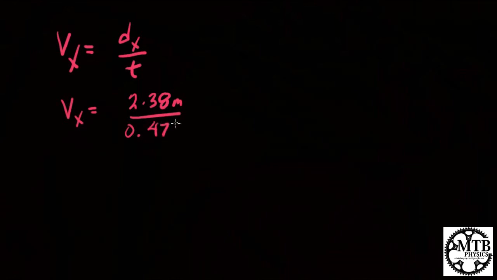We'll now use that information to solve for velocity in the x direction or horizontal direction. Velocity equals distance divided by time. Our distance in the x direction was 2.38 meters divided by our time, 0.474 seconds. Our velocity in the x direction, 5.02 meters per second.